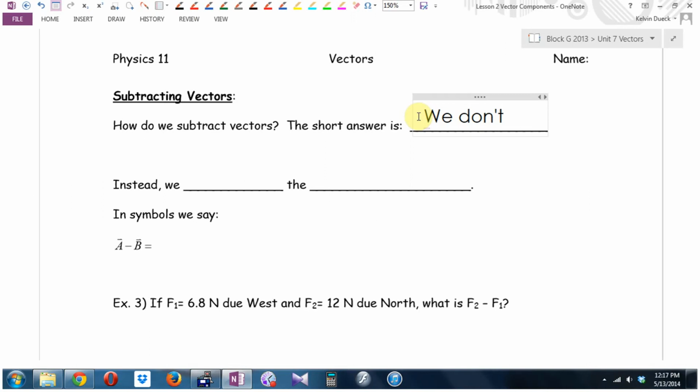How do I add two vectors together? Draw them, tip to tail. How can I turn a subtraction question into an addition question? Don't write this down. Instead of 5, take away 3. How can I write that as an addition question?